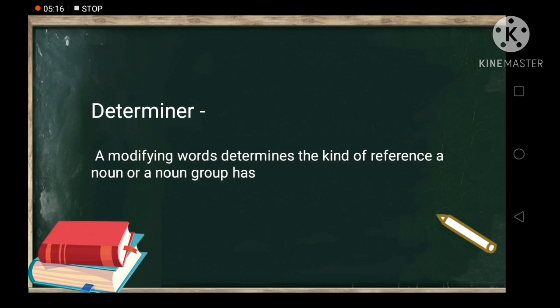Next is a determiner. It is a modifying word that determines the kind of reference a noun or a noun group has. So I'm going to give you an example. Examples are a, the, and every, and etc.